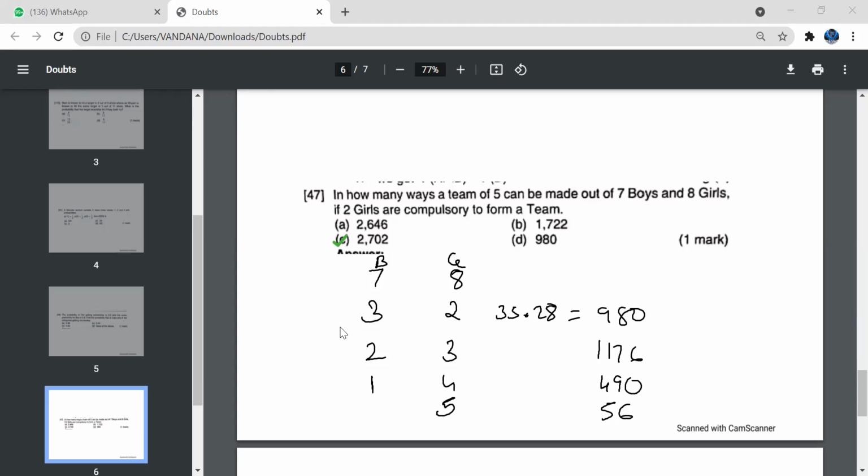Two girls are compulsory. याचा अर्थ की there should be at least two girls. कारण दोन मुली नसतील तर टीमच फॉर्म होणार नाही असं त्यांचं मत आहे. So if two girls are compulsory, then there should be at least two girls. So 2 girls, 3 girls, 4 girls, 5 girls.